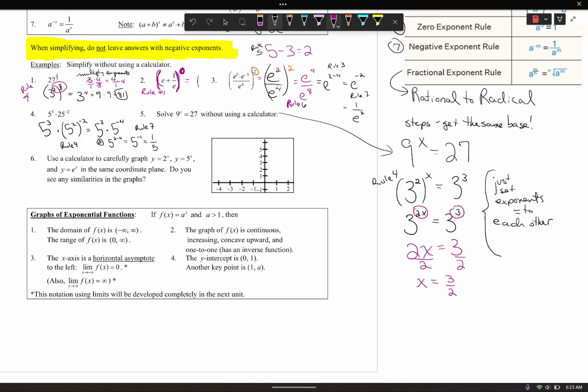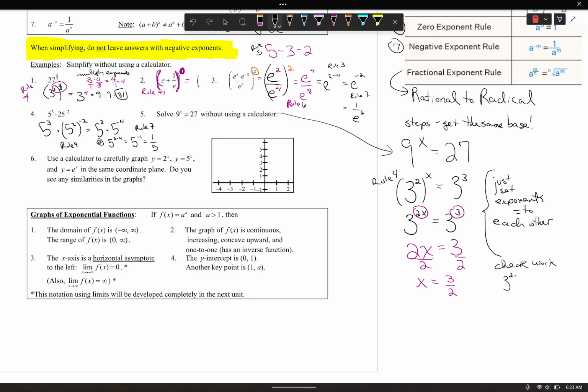And you're like, well, I don't know that I get that. Okay, I understand, but here's the deal. If I put a 3 halves out here, then 3 halves times 2 is just going to be 3, which is going to make it match that, right? So 3, check your work.